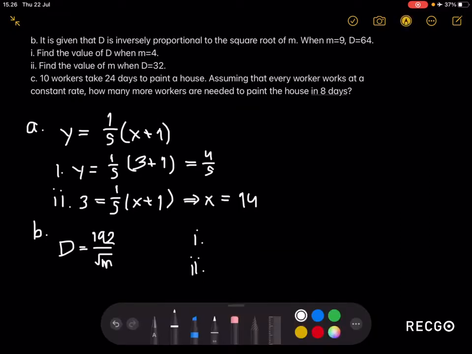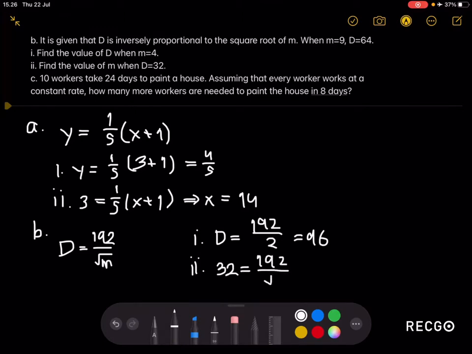So when m equals 4, d will be equal to 192 over the square root of 4, that would be just 2, so that will be 96. And when d equals 32, we can set up an equation in terms of m and then solve it for m. This leaves us with an answer of m being equal to 36.